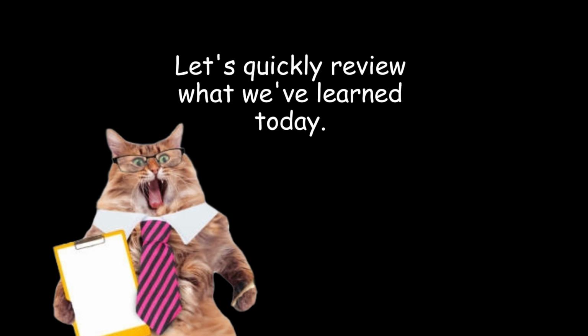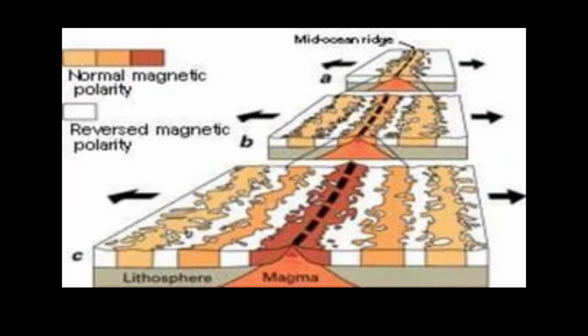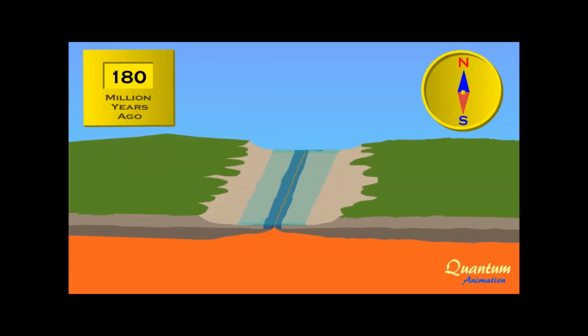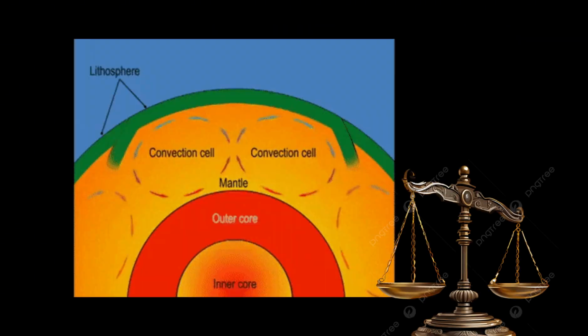Let's quickly review what we've learned today. Seafloor spreading occurs at mid-ocean ridges, where new oceanic crust forms as magma rises from below the Earth's surface. As this crust cools, it records the direction of the Earth's magnetic field, leading to the formation of alternating magnetic stripes. The ocean floor spreads out as new crust is added, and older crust is subducted at ocean trenches, maintaining a balance in the Earth's size.